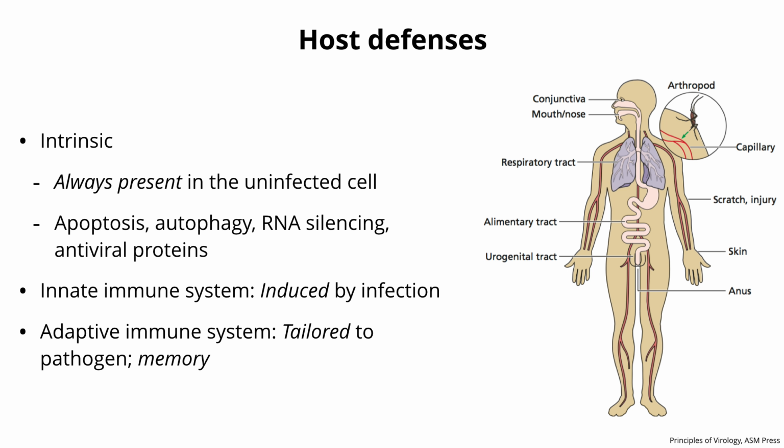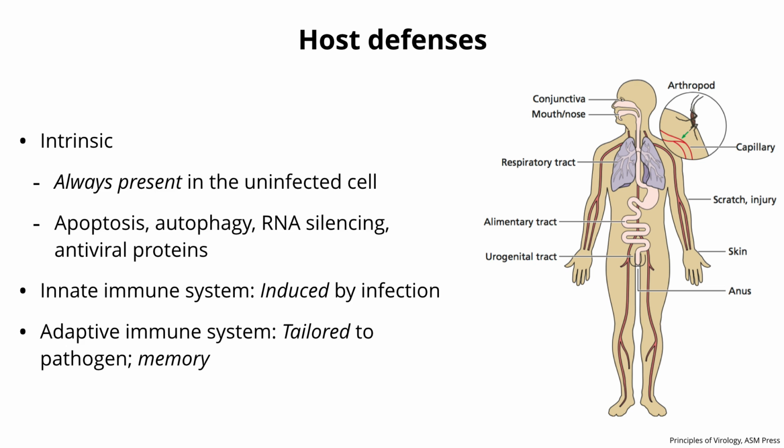So remember last time, intrinsic defenses are things that are always present in the uninfected cell. Processes like apoptosis, autophagy, RNA silencing, and a variety of antiviral proteins, a few of which we talked about. And then we talked about innate immunity, which is induced by infection, as opposed to intrinsic. And today we're going to talk about the adaptive system, which is tailored to the pathogen. And a unique feature of adaptive immunity compared to the other two defenses is that it has memory. It can remember the pathogen that's infected you.